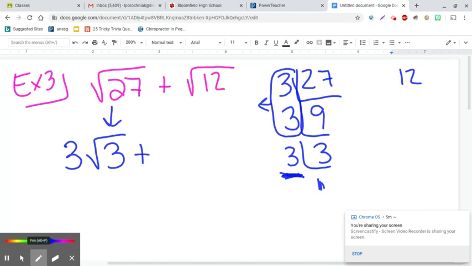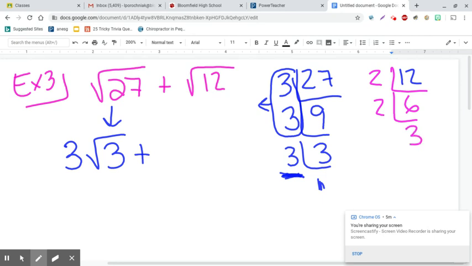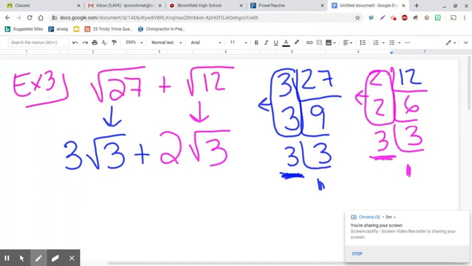Now we're going to do the 12. So let's look. 12's even, I like 2, which gives me 6. Again, even. So I'm going to divide it by 2, which gives me 3. Nothing else goes into 3 but 3. We get our 1, so we're done. 2 is our match. So we're going to take out a 2, but we're leaving in a 3. So this radical 12 becomes a 2 since we took out a 2. The 3 stays, so radical 3.